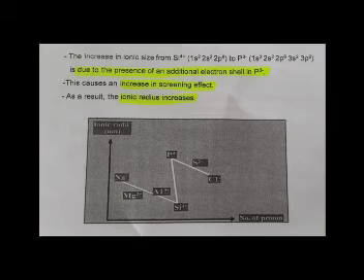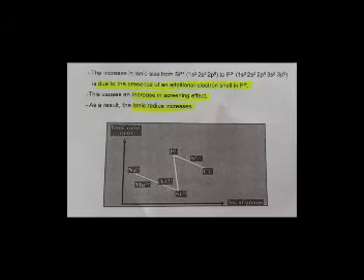The increase in ionic size from silicon to phosphorus is due to the presence of an additional electron shell in phosphorus. This causes an increase in screening effect, and as a result, the ionic radius increases.